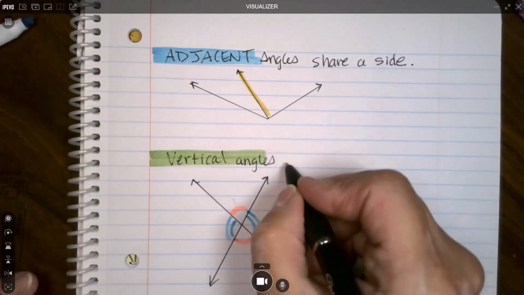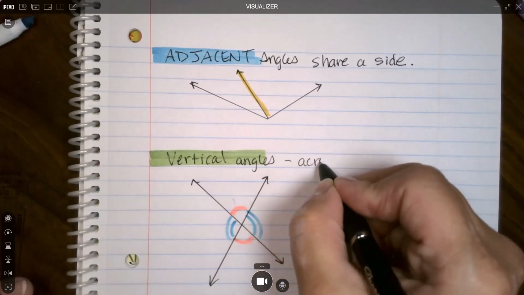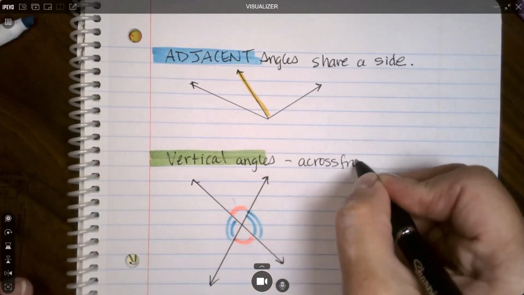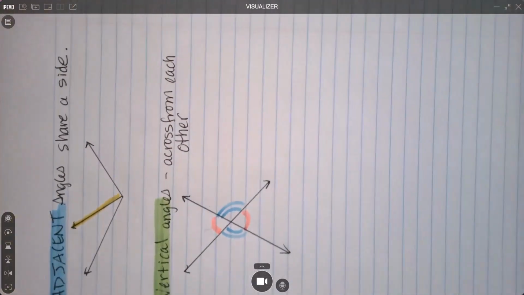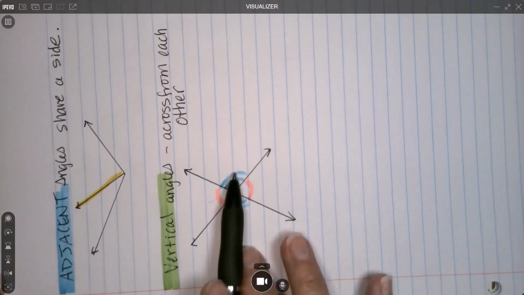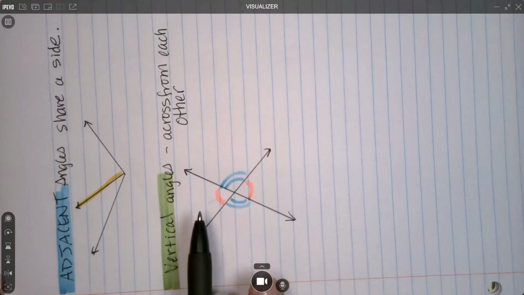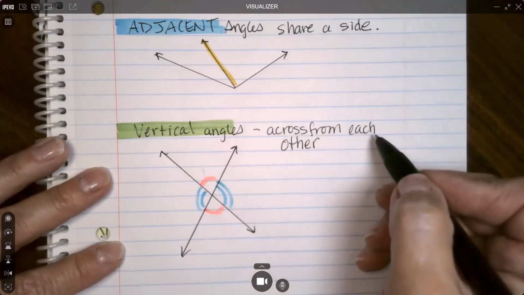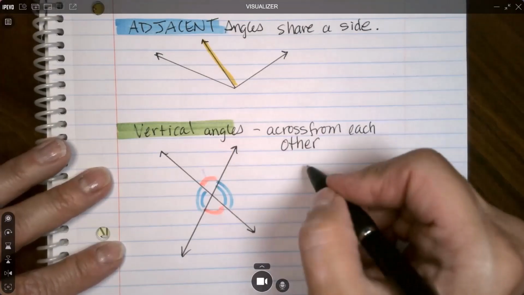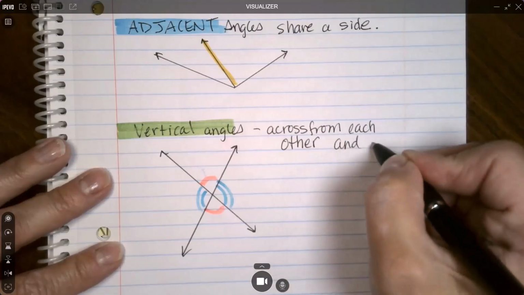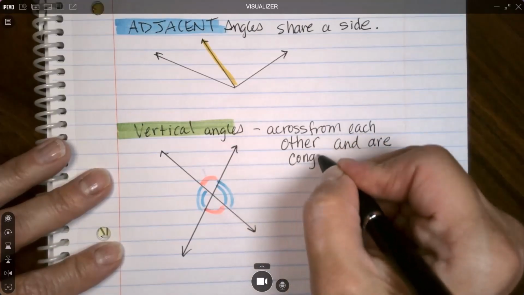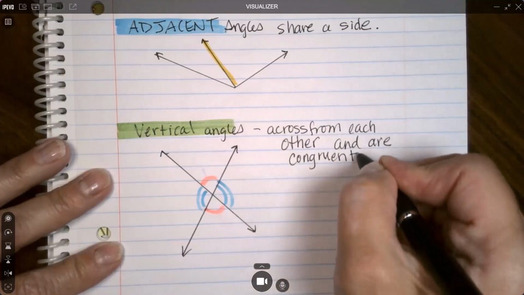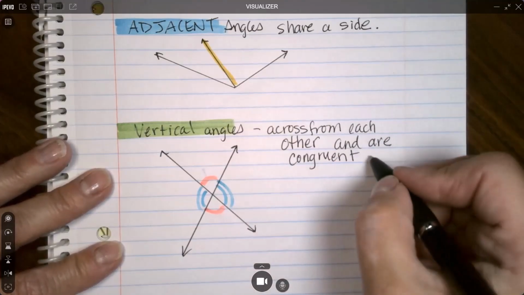So vertical angles are across from each other. You can always go like this too. And now these guys are vertical and these guys are horizontal. Vertical angles are across from each other and are congruent. That's the right word. Congruent means the same size.